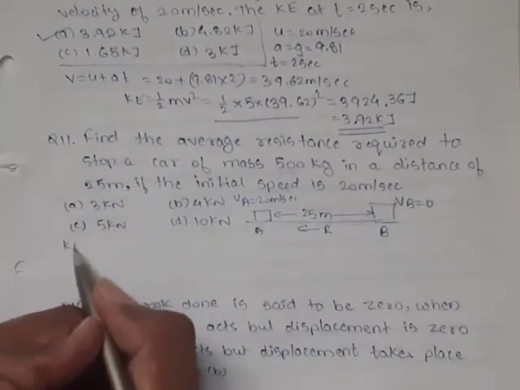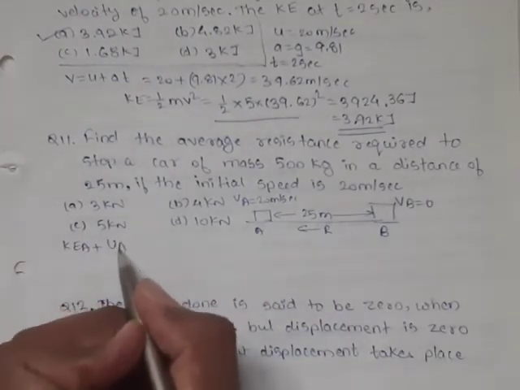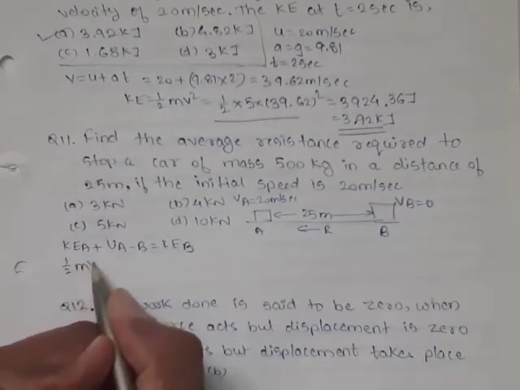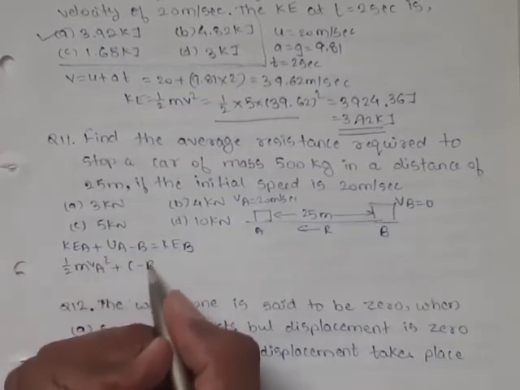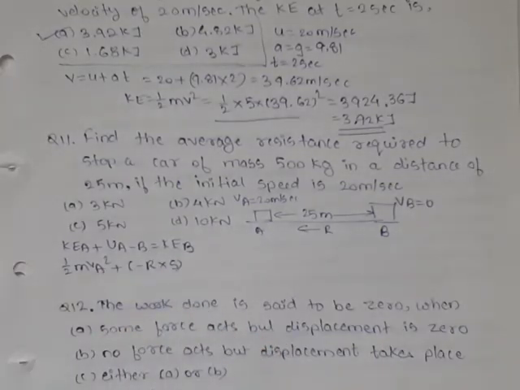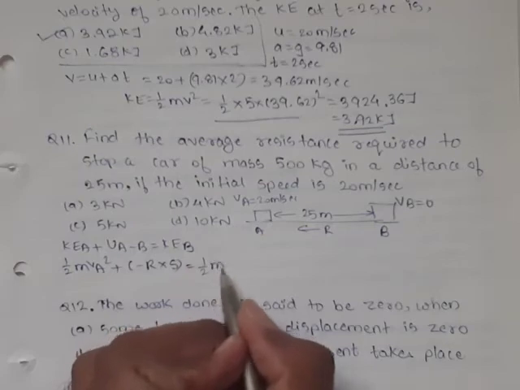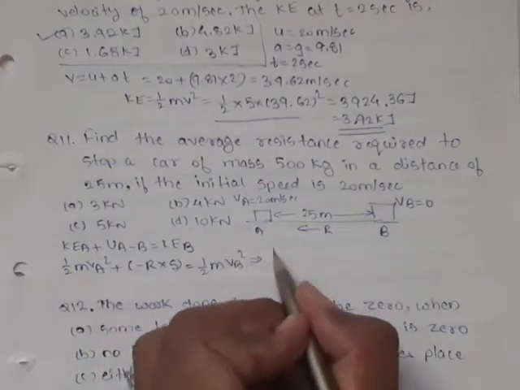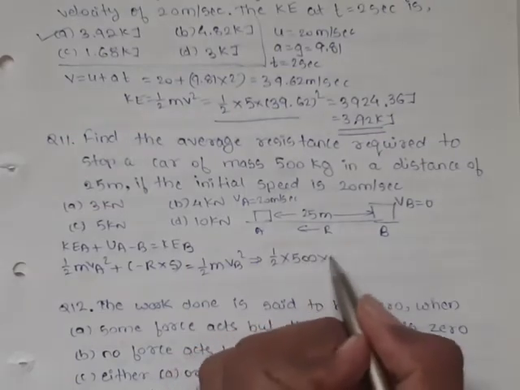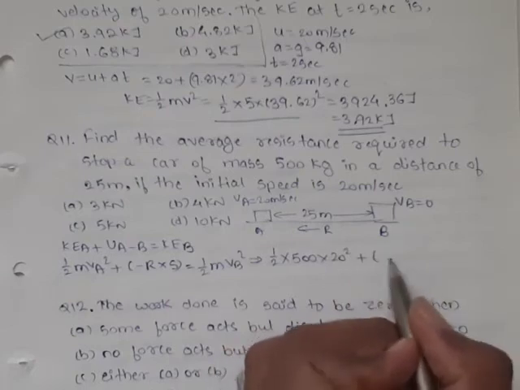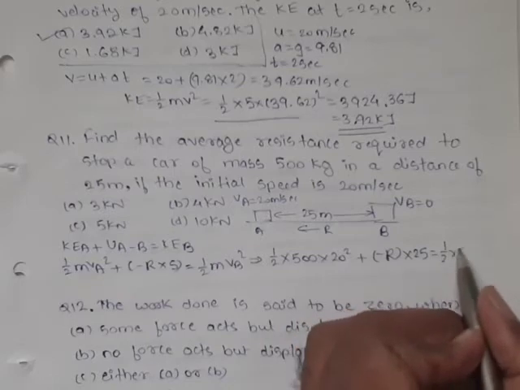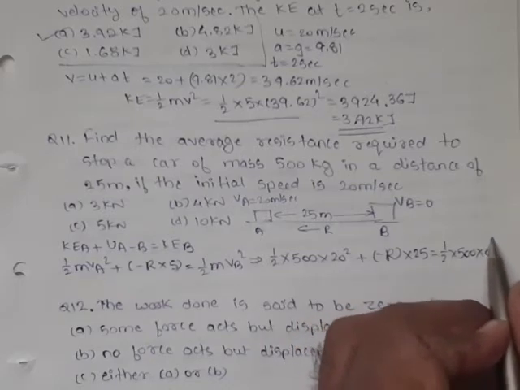By the work energy principle, we know that kinetic energy at A plus work done on the particle from A to B is equal to kinetic energy at B. So 1/2 mVA square plus work done, where R is the resisting force opposite to the direction of motion, so minus R, equals 1/2 mVb square. So 1/2 into the mass 500 into VA, which was 20, square plus, R value is asked, minus R into 25 equal to 1/2 into 500. Velocity at B is 0.